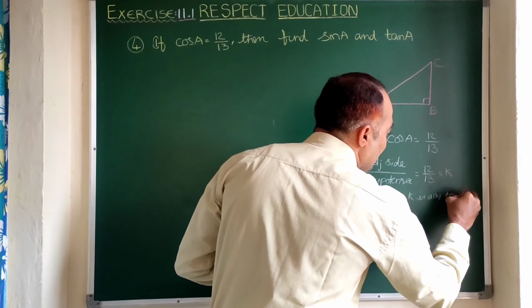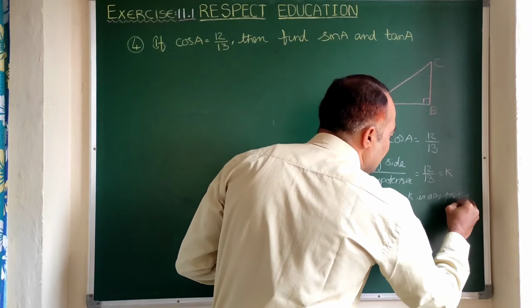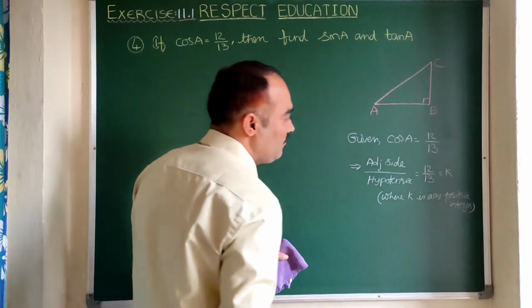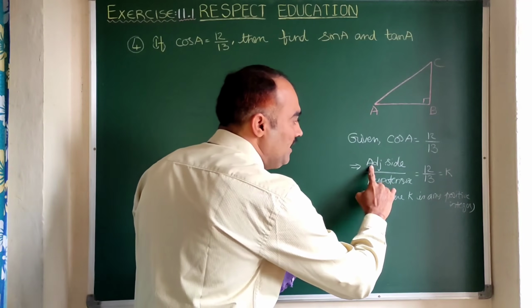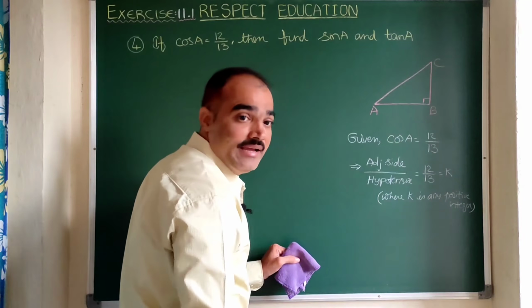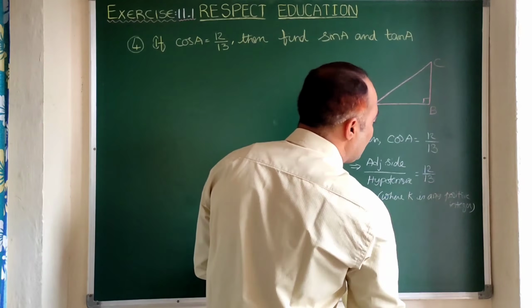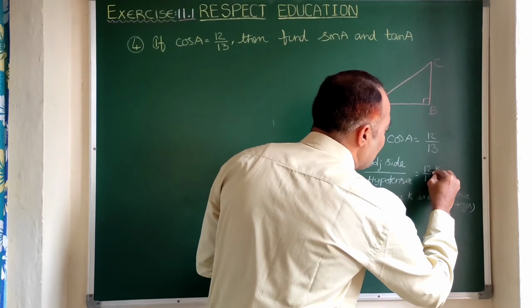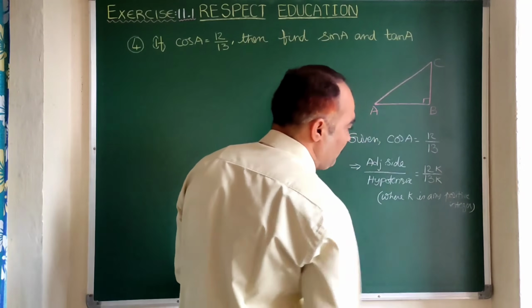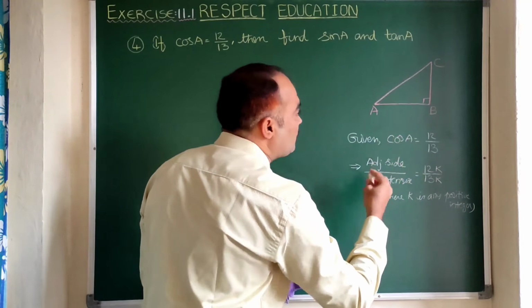Where k is any positive integer. Now here the adjacent side will be 12k. Actually, this is not equal to k, you should take 12k by 13k, that is 12 times k by 13 times k. Okay, now here the adjacent side is 12k.